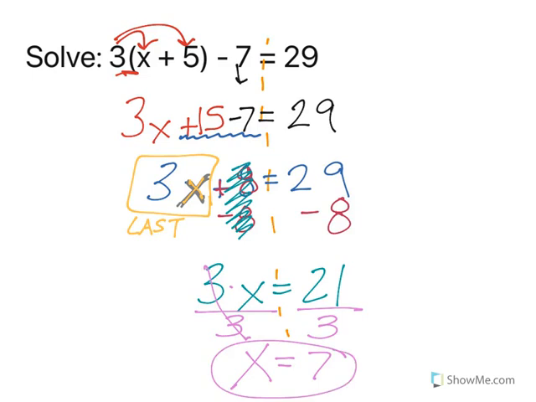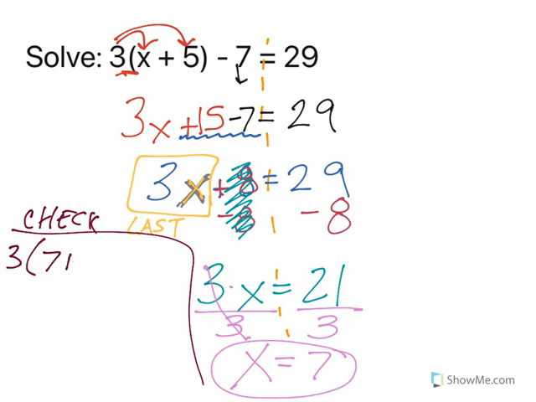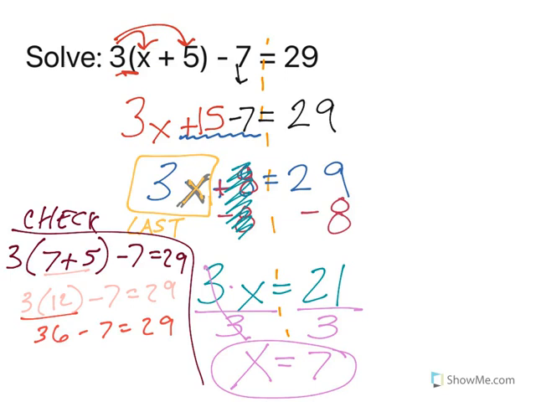Now, you can always check your work. So if you want to check your work, you take the value that you found for your variable, plug it into the original equation. So 3 times 7 plus 5 minus 7 equals 29. And then you play order of operations. Inside, 7 plus 5 is 12. So 3 times 12 minus 7 is 29. 3 times 12 is 36. Is 36 minus 7 29? Yes. So I know my answer is correct. So anytime you're doubting yourself, go ahead and check your work.